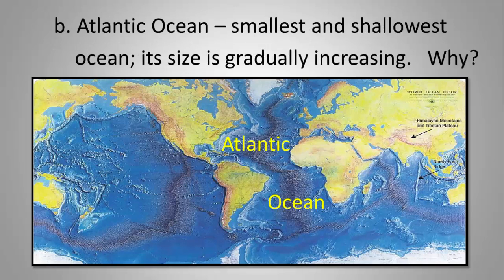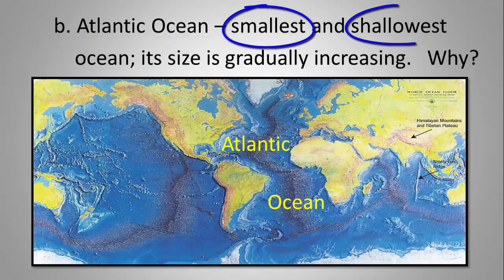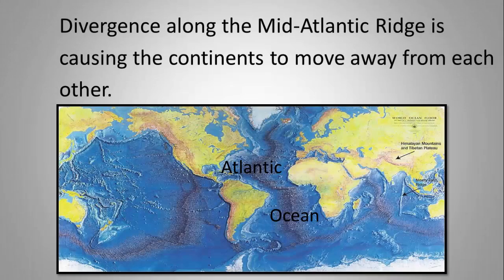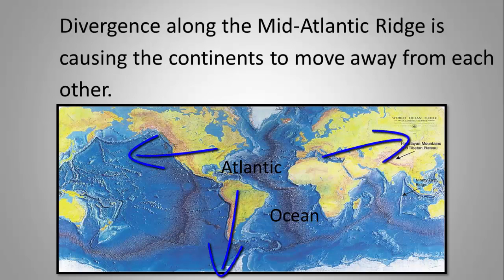indeed shrinking. The Atlantic Ocean, it's our smallest and shallowest ocean. Its size is gradually increasing. So as the Pacific decreases in size, the Atlantic is increasing. Why is that happening? Running down the middle of the Atlantic Ocean, you can see that chain of mountains. It's called the Mid-Atlantic Ridge. This divergence or separation along the ridge is causing the continents to move away from each other, and therefore the Atlantic is getting bigger through time.